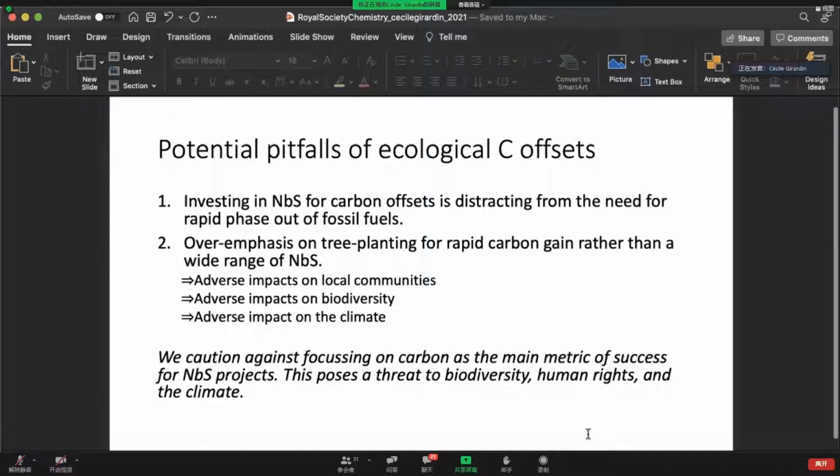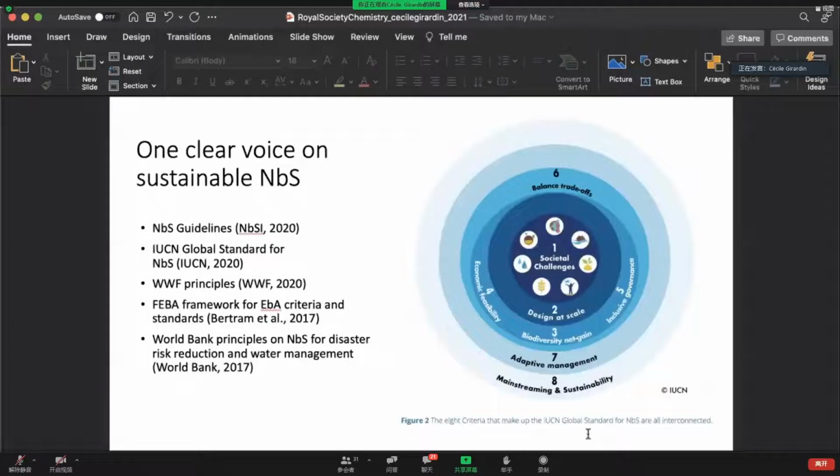Adverse impacts on biodiversity. If you're replacing a perfectly healthy ecosystem like a savanna or a grassland with a rapidly growing plantation, you won't have a positive impact on biodiversity, and you won't even have a positive impact on climate mitigation, because it's not a long-term solution. The ecosystem won't thrive in that climate. So all in all, we caution against focusing on carbon as the main metric of success for nature-based solutions, because it poses a threat to biodiversity, human rights, and the climate.